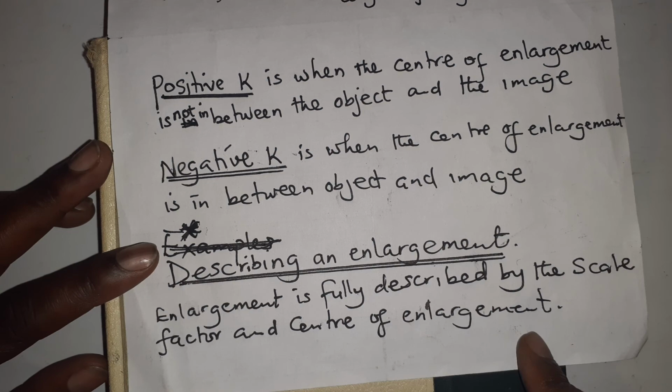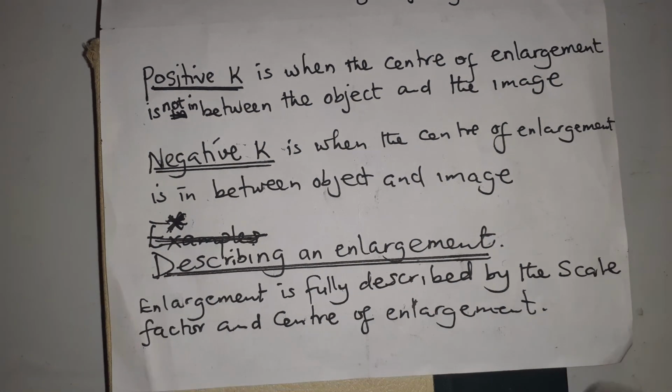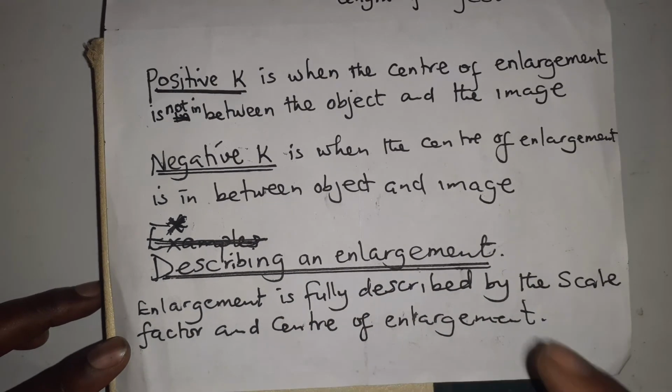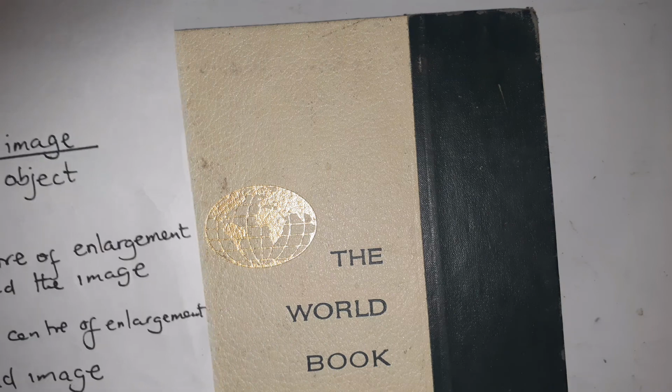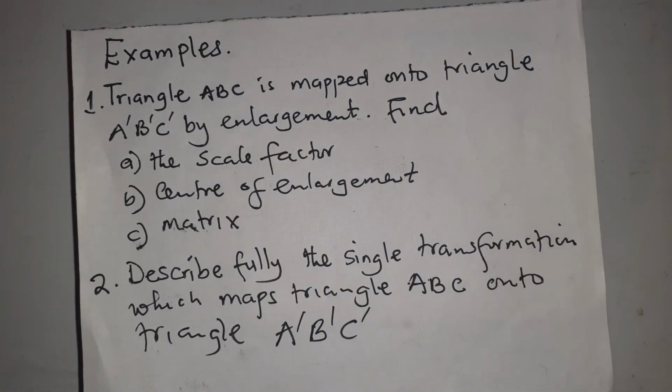That is why you always find it has got 3 marks. So you need to mention those 3 things: it's enlargement, the scale factor, and the center of enlargement. Okay, so I want us to look at an example. Write this example here. You can pause the video, then copy down the question.